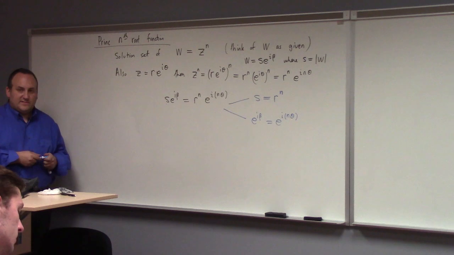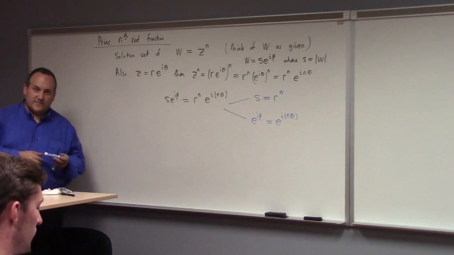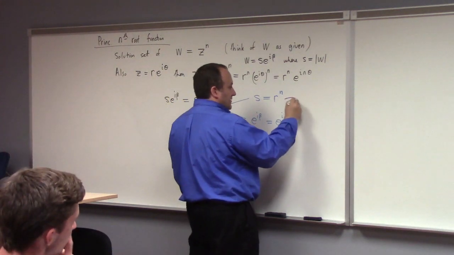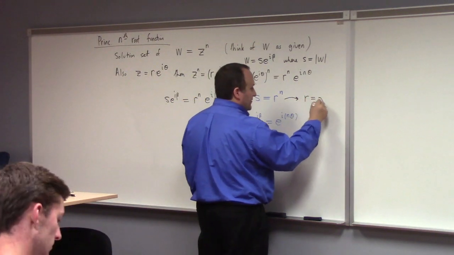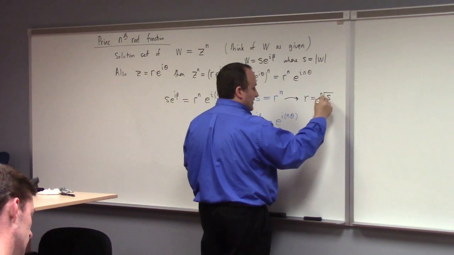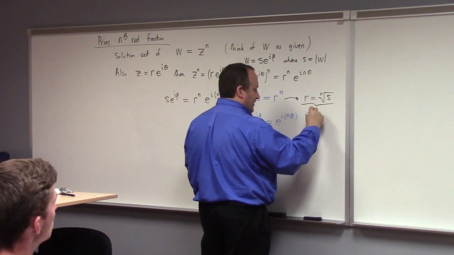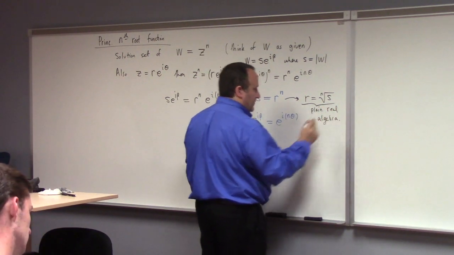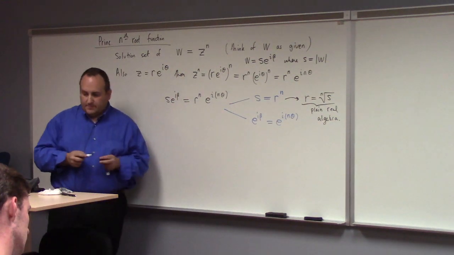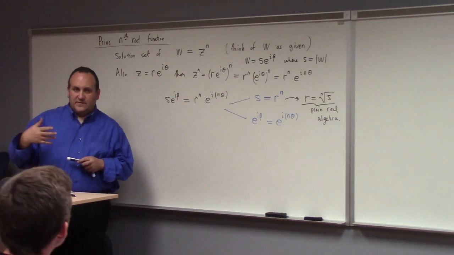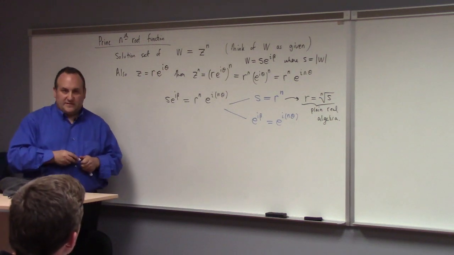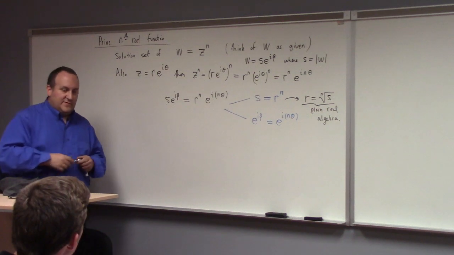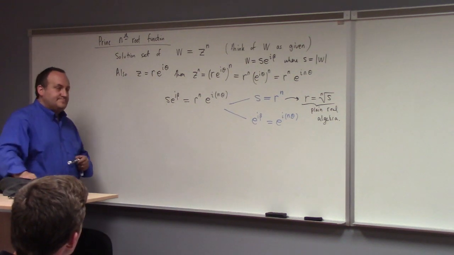Now, s and r are real quantities. So we know how to solve that equation since, like, 9th grade. The solution is easy. We get r is equal to the nth root of s. And this is just plain real algebra. It's always the positive root because by assumption s is the modulus and is therefore non-negative. So there's no funny business there. Just the positive nth root.